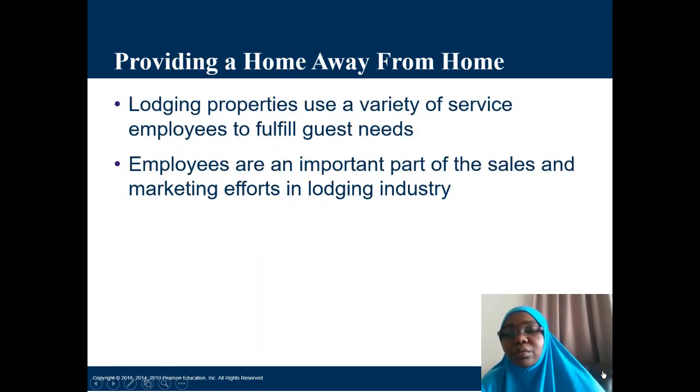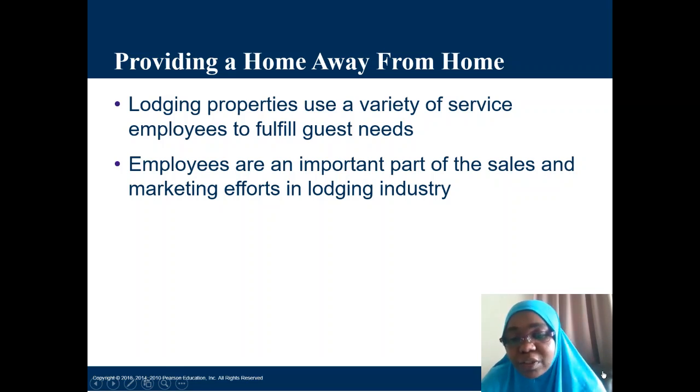Moving ahead, we want to discuss providing a home away from home. We all know that in accommodation, the best experience you can have is just to feel at home even while you are away from home. So lodging properties use a variety of service employees to fulfill the guest's needs, all the way from the gates, before you even enter the premises of the hotel.